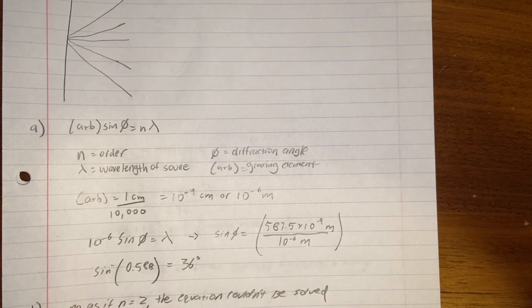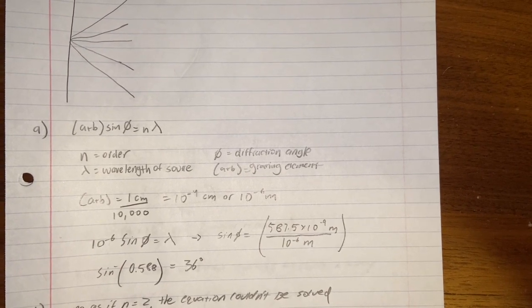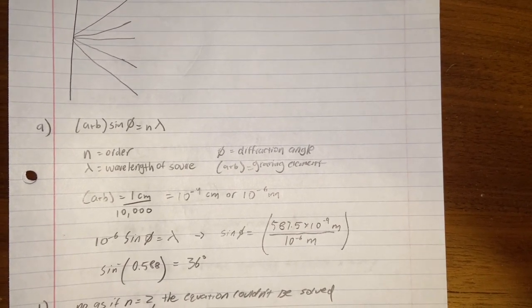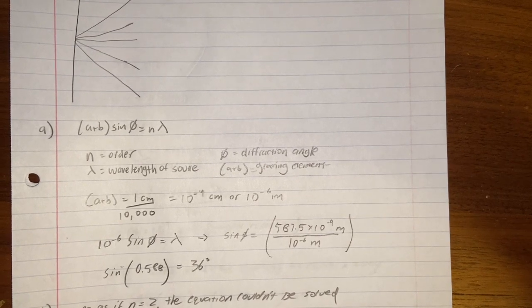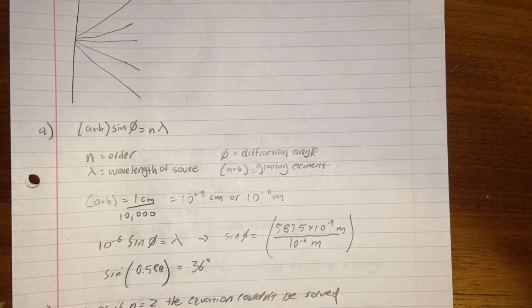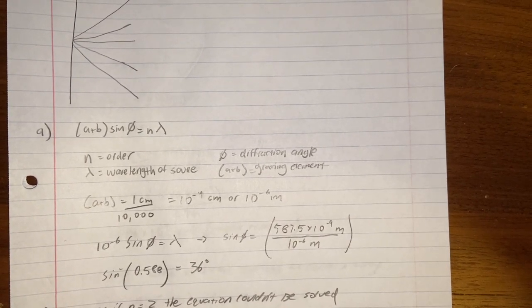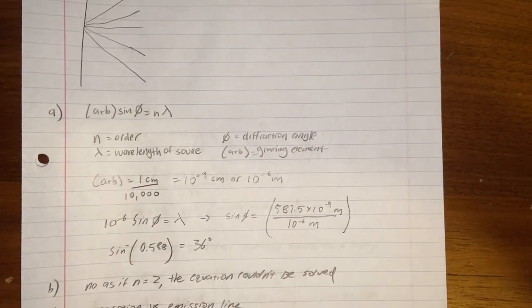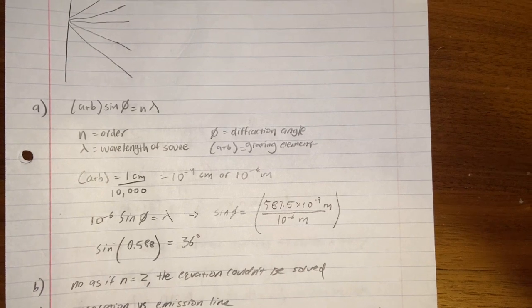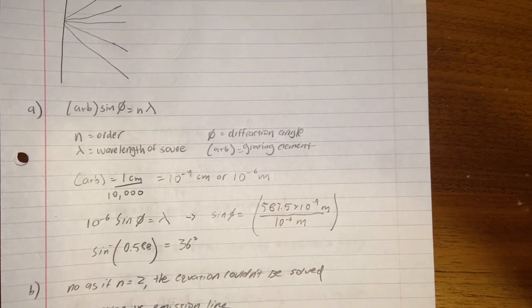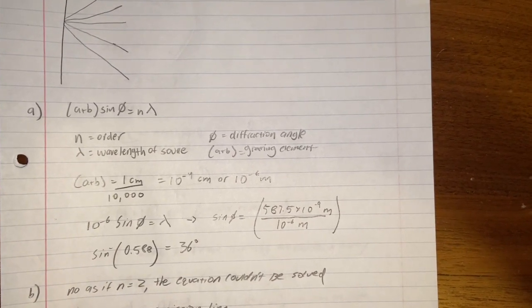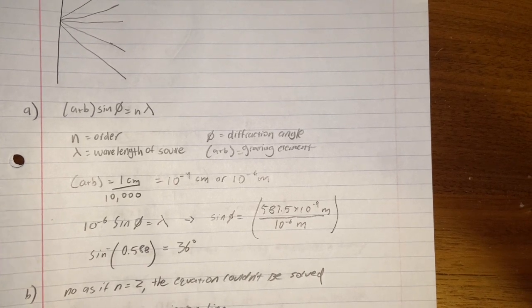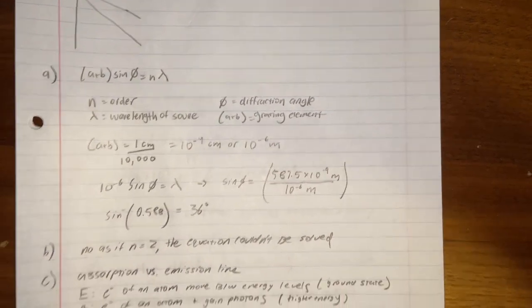And once we have that, we were also given λ, which was 587.5 nanometers for the line of helium. Now, inputting those variables and taking the inverse sine of that ratio, we find that the angle at which that line of helium would first be observed is 36 degrees.